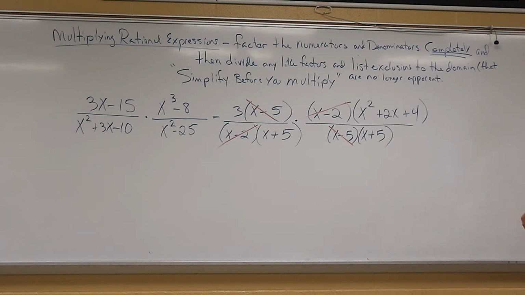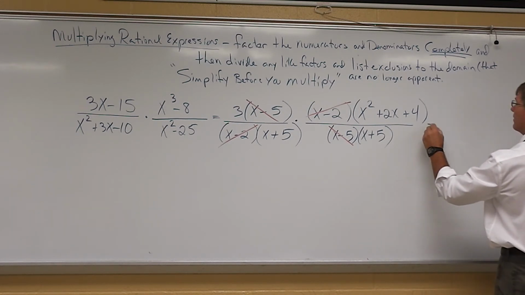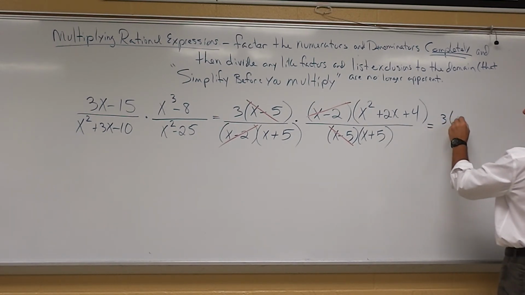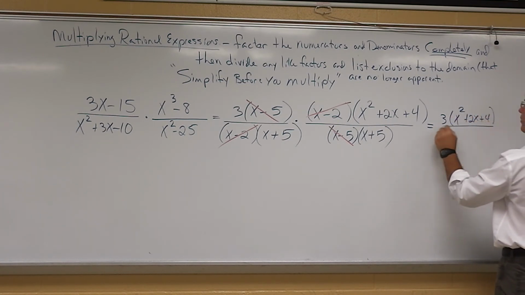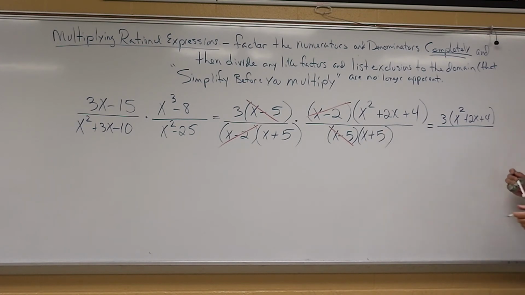Now, when I go to express my final answer, I don't have to multiply all that stuff back together. Factored form is simplest form. So for my final answer I'll write 3 times the quantity x squared plus 2x plus 4, over x plus 5 times x plus 5. I can express that as x plus 5 quantity squared. I'm going to list my exclusions right below.